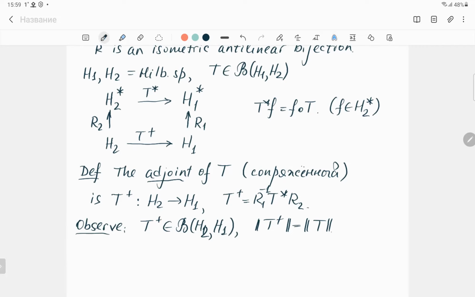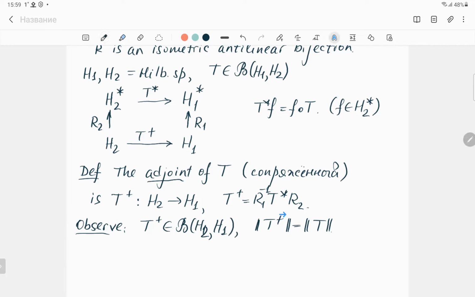Okay, so now T plus. What can we say about T plus? I claim that T plus is a bounded linear operator, and the norm of T plus is exactly the norm of T. Well, why is it so? Well, this is true because this is true for T star. We know that T star is a bounded linear operator.